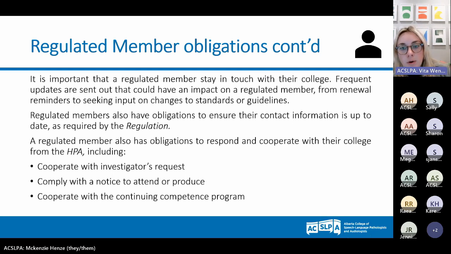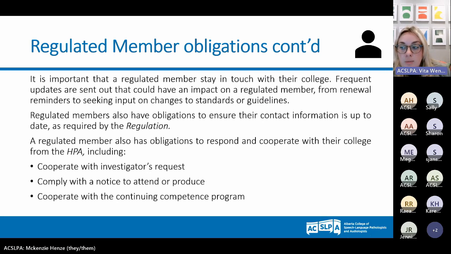Another really important one that is a little bit less frequent, but it relates to the complaint process, is an obligation to ensure contact information is up to date. So regulated health professionals are required under regulation to keep their contact information, their business addresses, their personal addresses, their phone numbers updated to ensure that their regulatory body, the college, can contact them where necessary when required. Part of that could be in the complaints process.